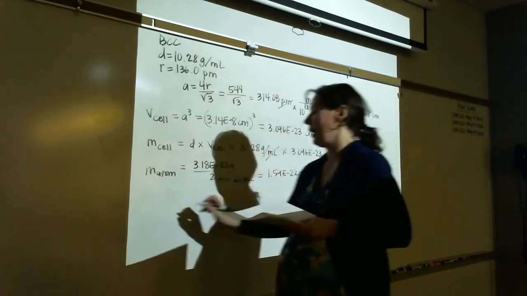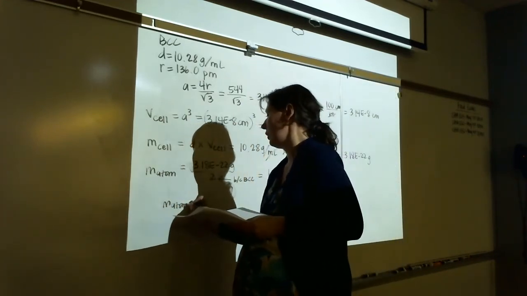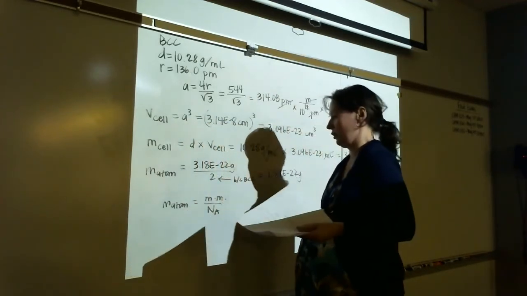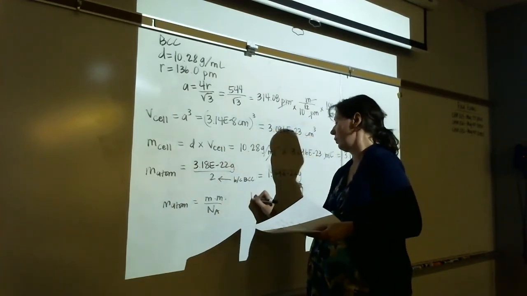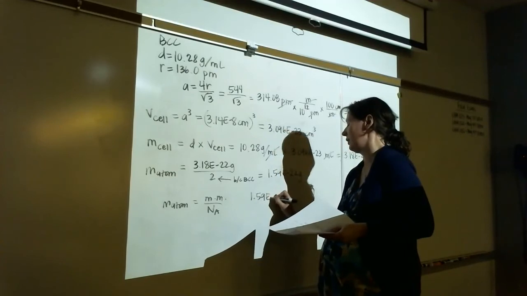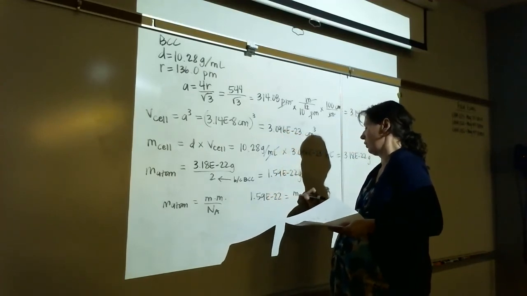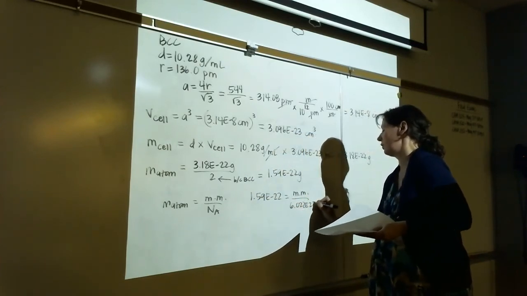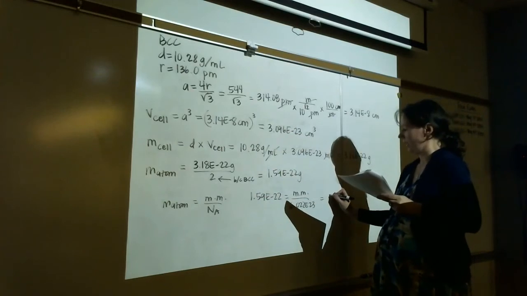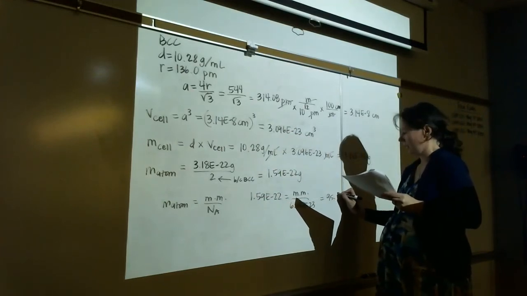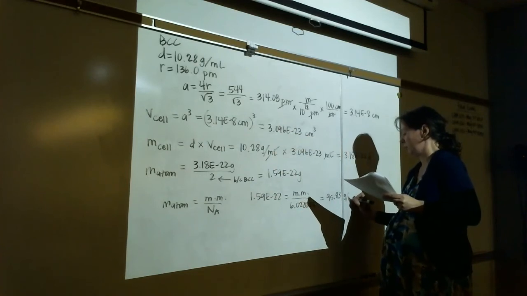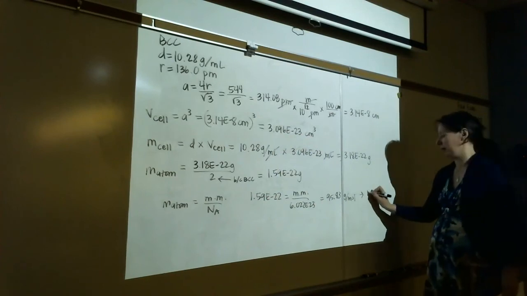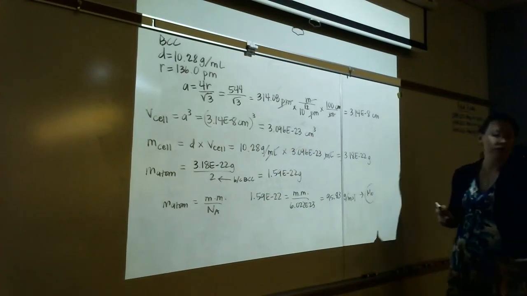And now, if mass of an atom is equal to molar mass over Avogadro's number, you can just plug in and rearrange, right? 1.59 times 10 to the negative 22nd is equal to molar mass over 6.022 times 10 to the 23rd. And so I got 95.83 grams per mole. What element does that equate to? Molybdenum, right.